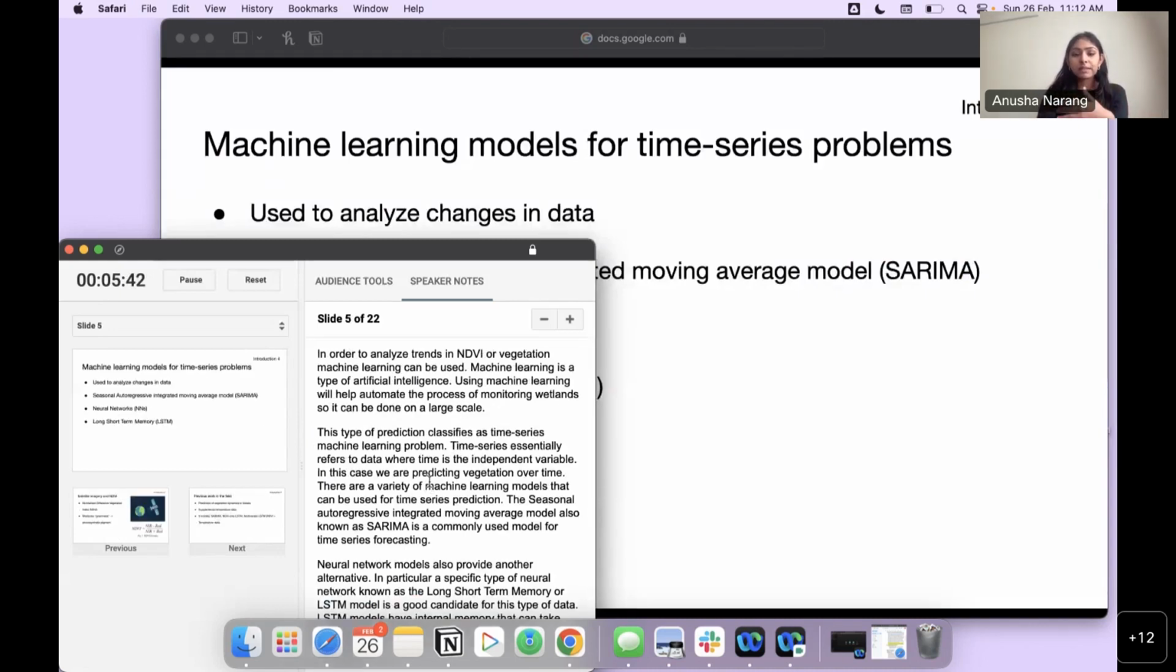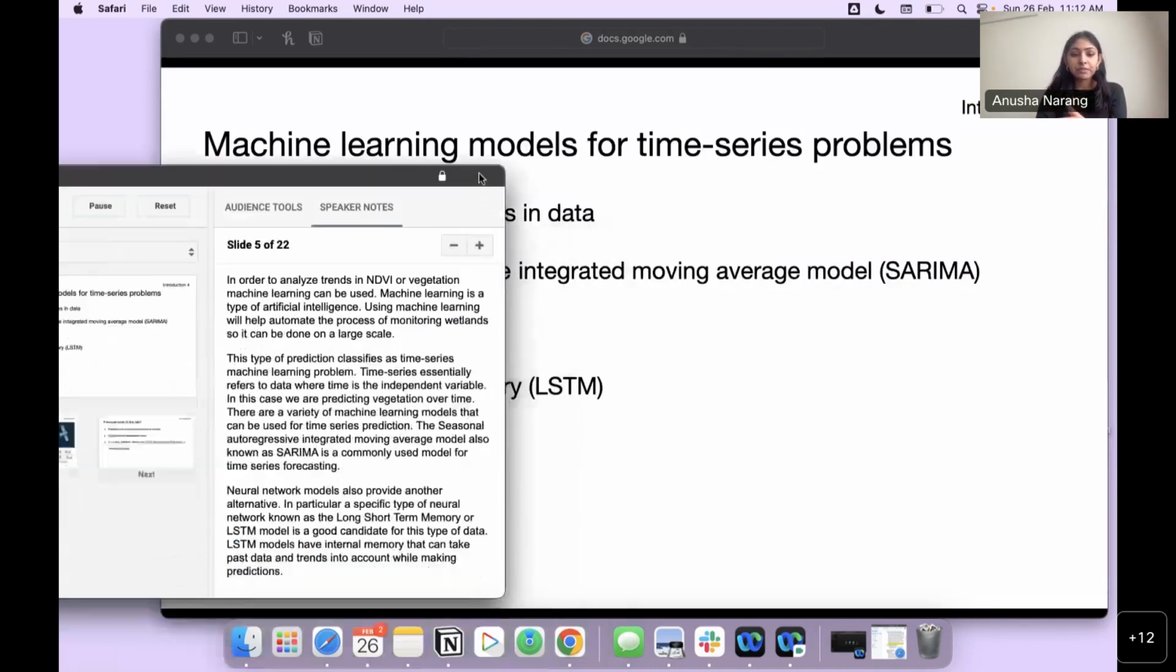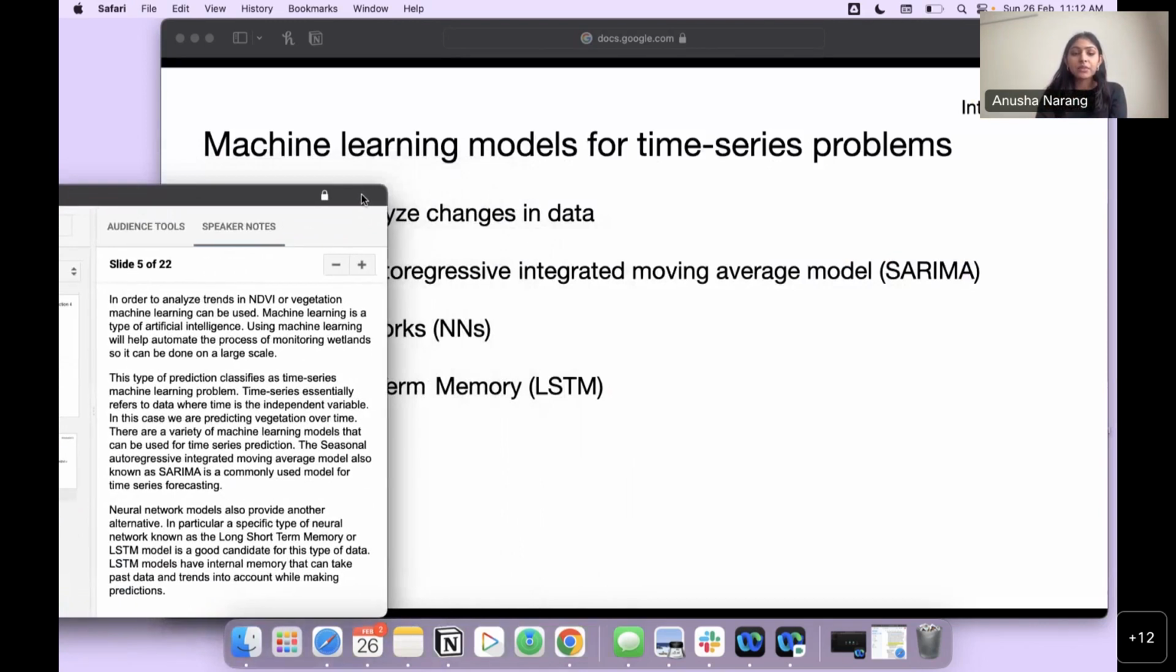So in order to analyze the trends in NDVI or vegetation, machine learning can be used. Machine learning is a type of artificial intelligence, and using machine learning will help automate the process of monitoring wetlands so it can be done on a large scale. And this type of prediction classifies as a time series machine learning problem, and time series essentially refers to data where time is the independent variable. And in this case, we are predicting vegetation over time, and there are a variety of machine learning models that can be used for time series prediction.